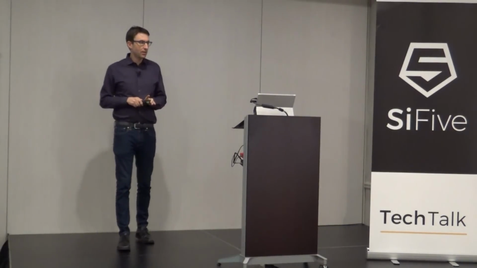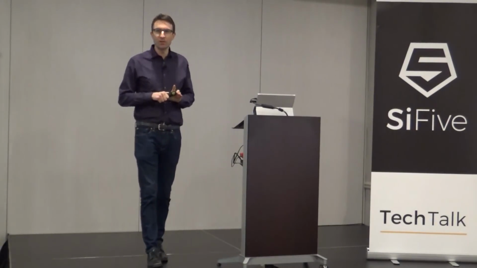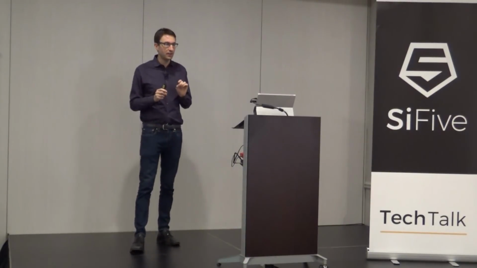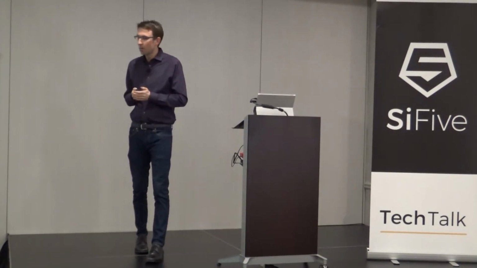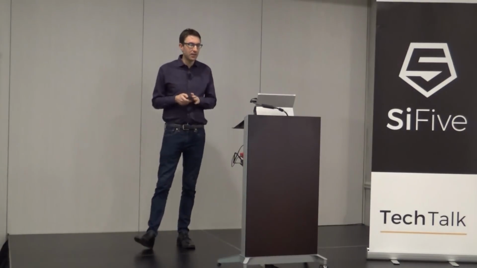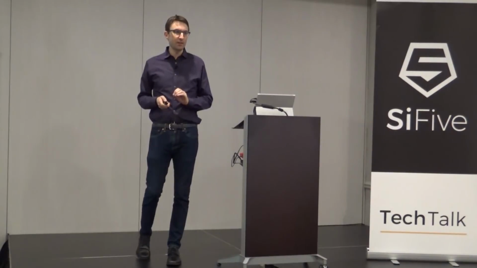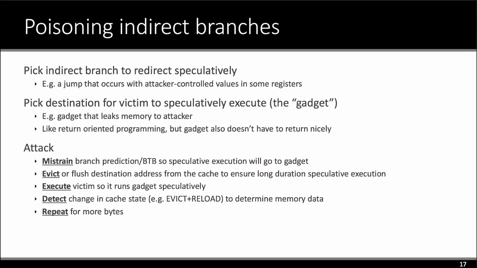So the idea here is that I'm going to pick a branch in the victim that I'm going to redirect speculatively. The word speculatively is important here because all of the incorrect calculations are going to get thrown away. I'll then pick the destination where I want the victim to go, and I can pick basically anywhere I want that the victim would normally be able to execute from. And I'll pick some code there, which I call a gadget. This is the same idea as a gadget in return-oriented programming, where you have some software that's already present that is going to be executed in a way or at a time that isn't normal for correct program execution.